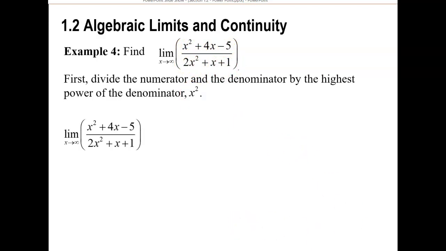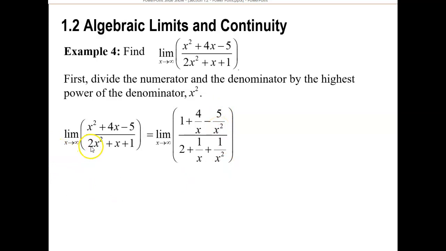All right, so there's our function. If I divide x squared divided by x squared is where they get the 1. 4x divided by x squared simplifies to 4 over x. And then minus 5 divided by x squared is just 5 over x squared. Same thing on the bottom. 2x squared divided by x squared is 2. Plus x divided by x squared is 1 over x, plus 1 divided by x squared. So that's where this comes from, dividing everything top and bottom by the highest power of x from the denominator.